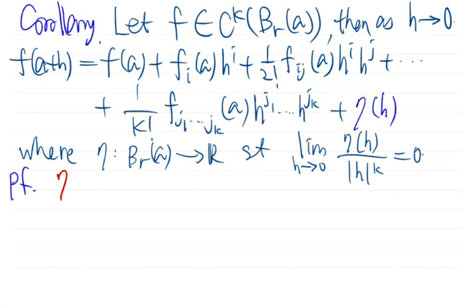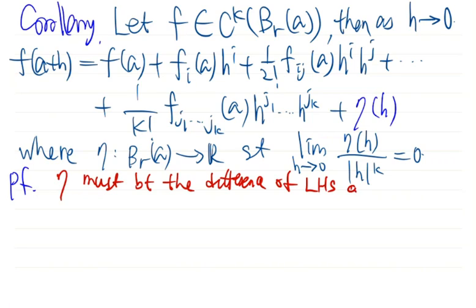Eta must be the difference of the left hand side and the sum of the right hand side, except the last term. Okay, so remember this. This is obvious. So the result we want to prove is simply the left hand side minus the other terms of the right hand side.